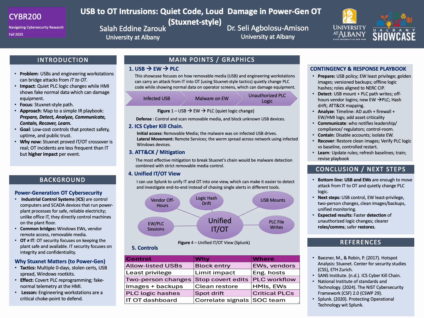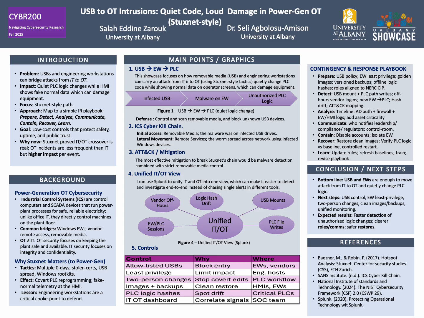Keep golden images and backups offline for quick, clean restores. Monitor PLC logic hashes so we can see if the logic drifts from the baseline. And use an IT/OT dashboard so we can see both sides at the same time.